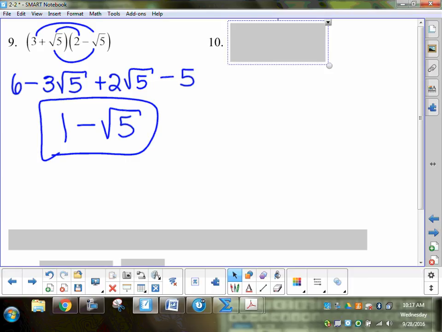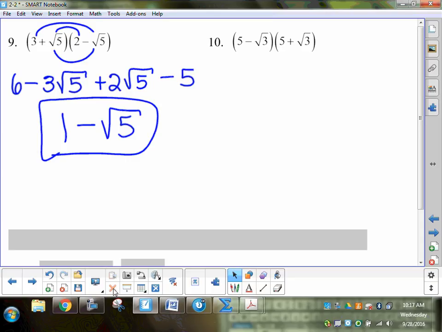Take a look at number 10. When we go through and do number 10, first, outer, inner, last. By the way, notice, how are these related to each other? Look at the two binomials. They look pretty darn close, except for one thing. What changed? The sign in between them.